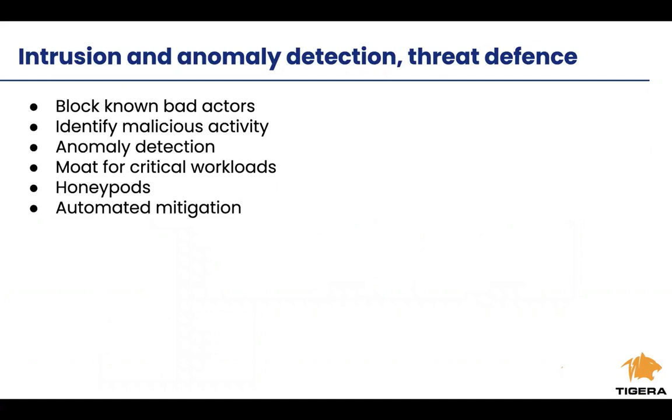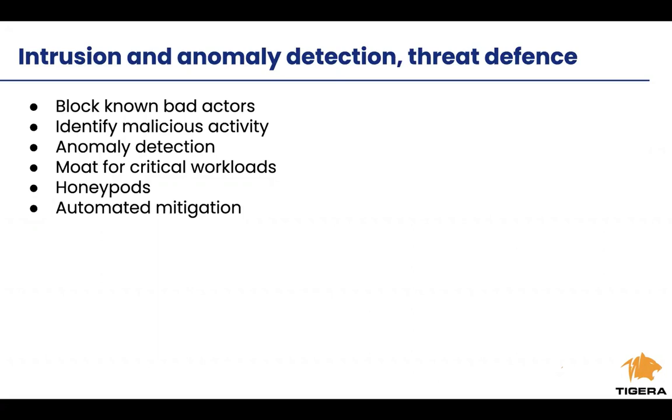In intrusion detection and anomaly detection capabilities and threat defense, you can easily block bad actors, and we'll take a look at the example using a global threat feed, identifying malicious activity, anomaly detection. If we have enough time, we'll try to go through that scenario as well. Create a moat around some sensitive and critical workloads.